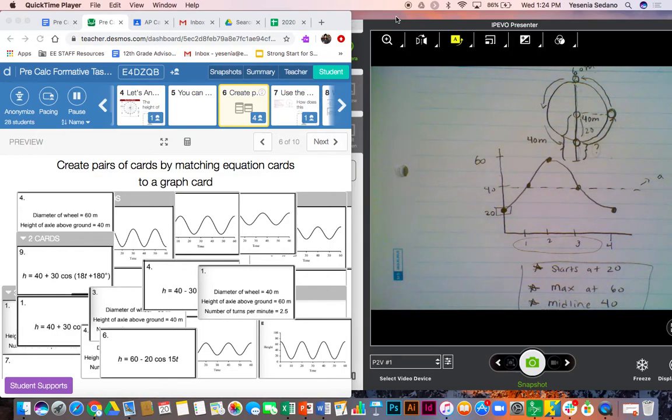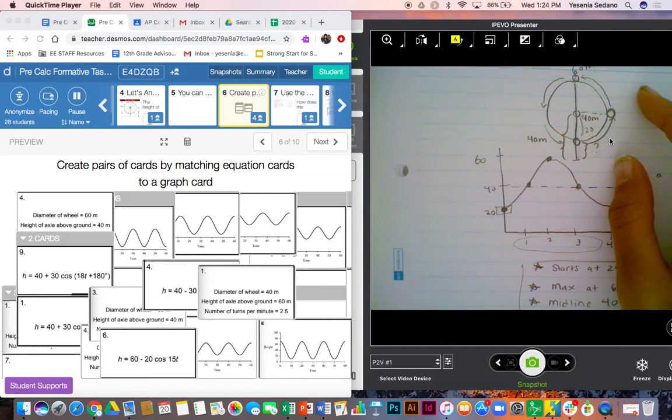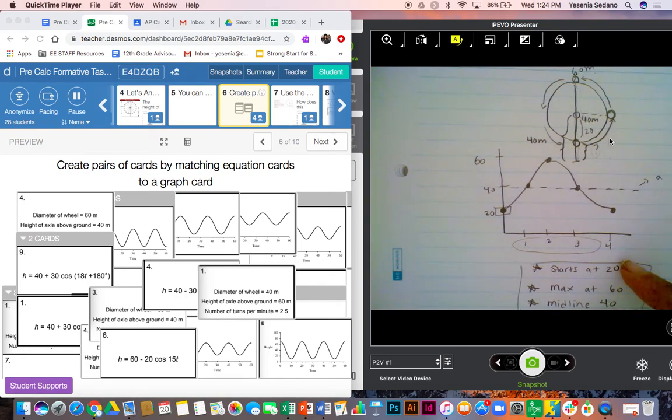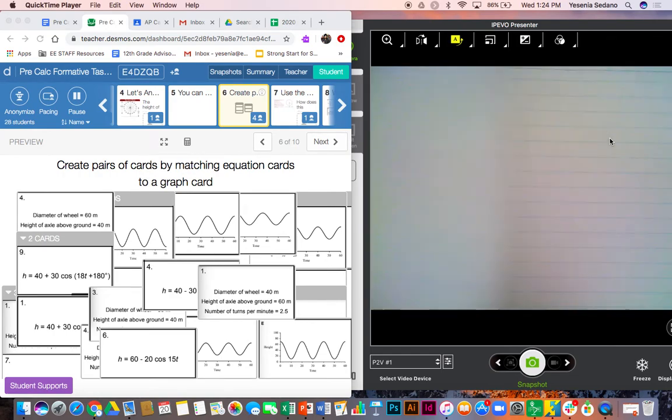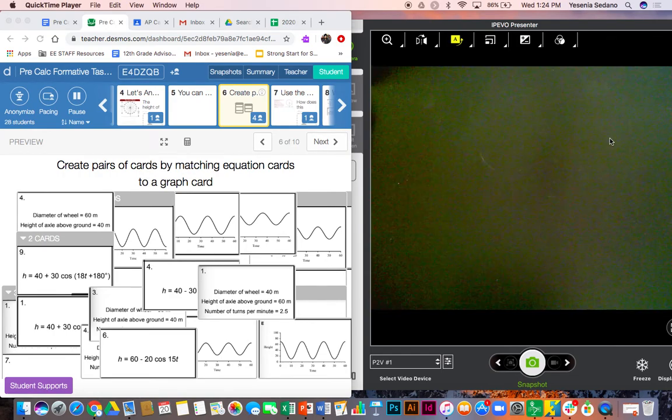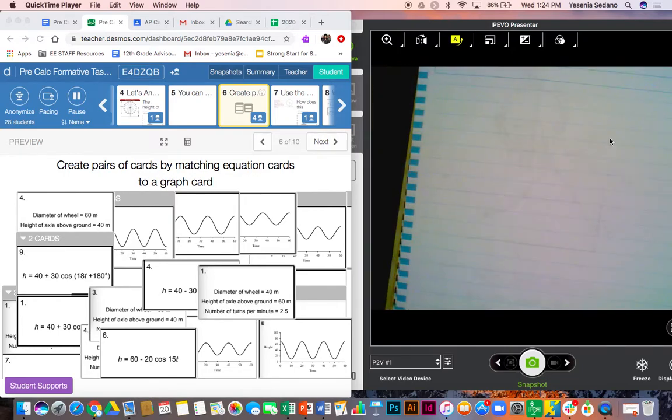All right, so I'm going to discuss the strategy for trying to match up the situation cards with the graph. The strategy is usually, whenever you have a new situation, you just want to draw it and create a sketch of the graph and jot down the important details of the graph. And then sometimes Desmos might come up, because you could always use Desmos to check your graph to see if it actually does match up.